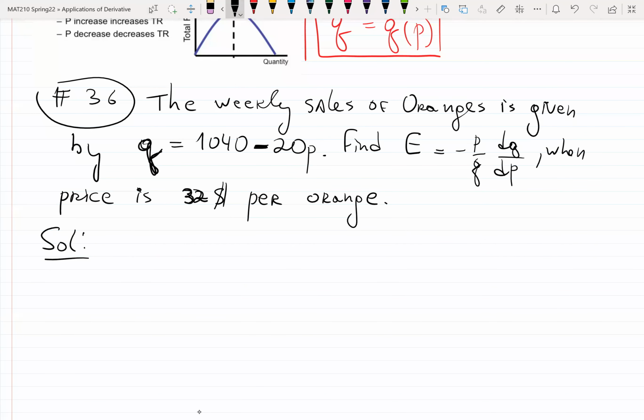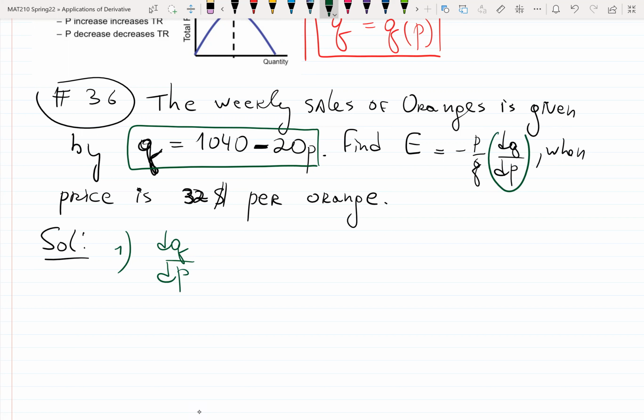Solution. How do you start? Remember, I gave you steps. If you freak out, don't forget my steps. They are not required to be memorized, but they're good for the tests because then you know how to succeed. Right away, you start with finding the derivative. Step 1, find dQ over dP, because it's in this formula. Just find this and you already feel like you know what you're doing. Just differentiate Q with respect to P. Don't overthink this. 1040 gives you 0. Minus 20P gives you minus 20. So it's just minus 20. There is no implicit differentiation here, nothing. It's just a derivative.